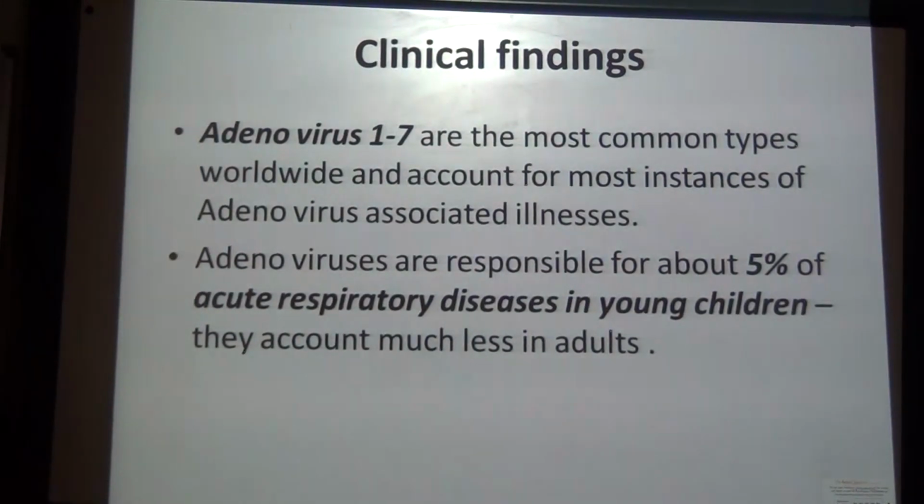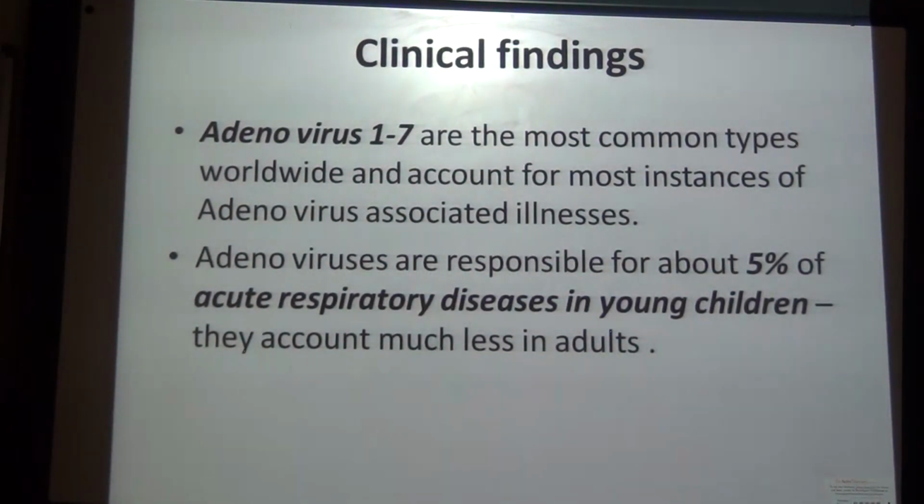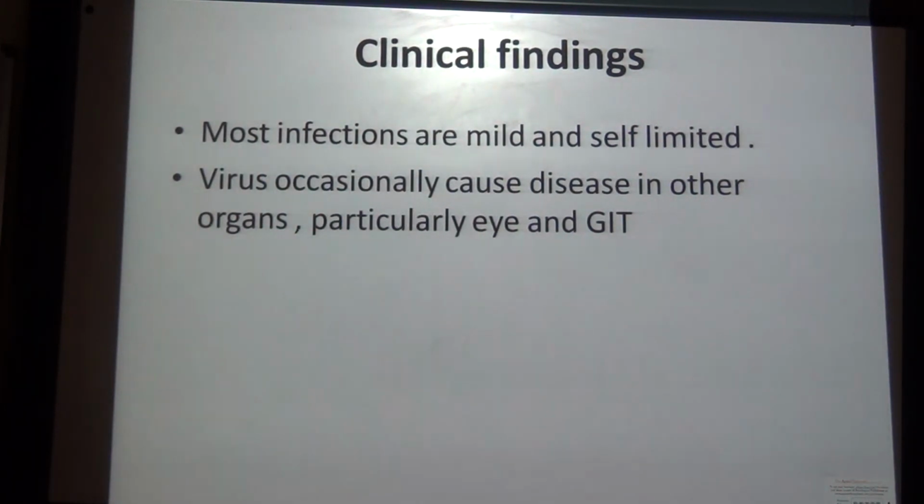Adenoviruses are responsible for about 5% of acute respiratory disease in young children. This is important, that in children many of the acute respiratory diseases are caused by viruses, and 5% of these viruses belong to adenoviruses. Most of the infections of the acute respiratory tract are mild and self-limited, and the virus occasionally causes disease in other organs, particularly the eye and GI tract.